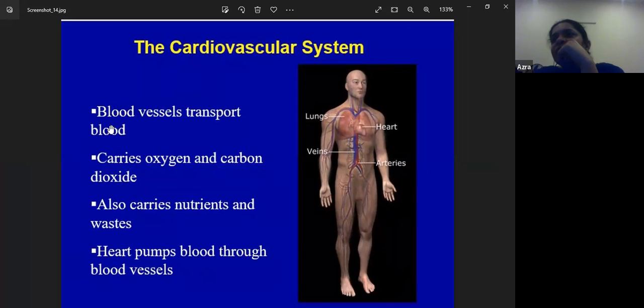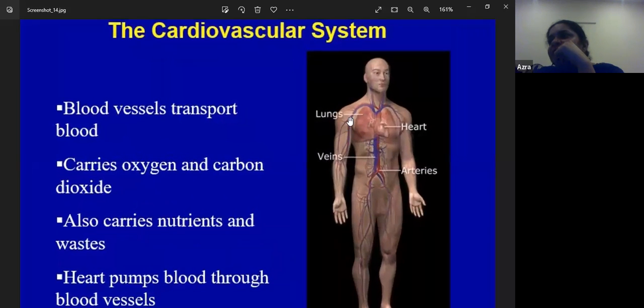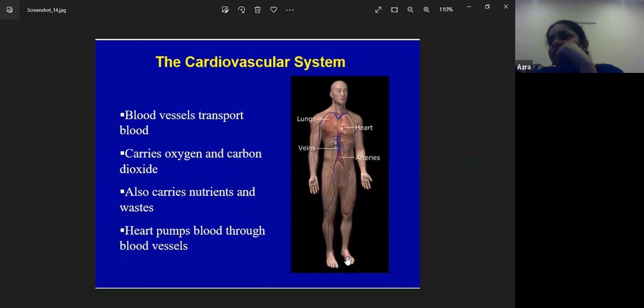So blood vessels transport blood. These are the blood vessels, the veins and arteries. The veins and arteries run all the way from head to foot. This whole system is running, and they transport the blood from the brain to the heart and to the whole parts of the body. So blood vessels transport blood, and it carries oxygen and carbon dioxide. It also carries nutrients and waste.